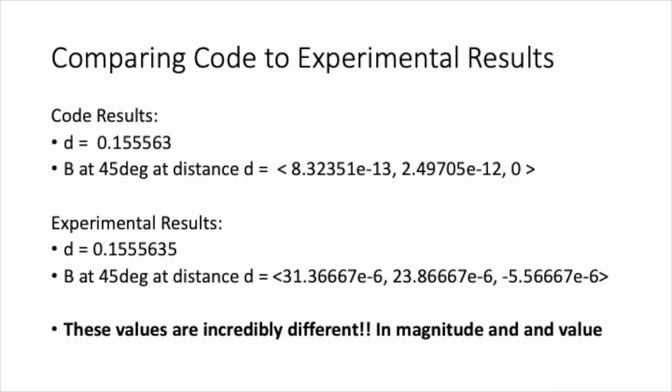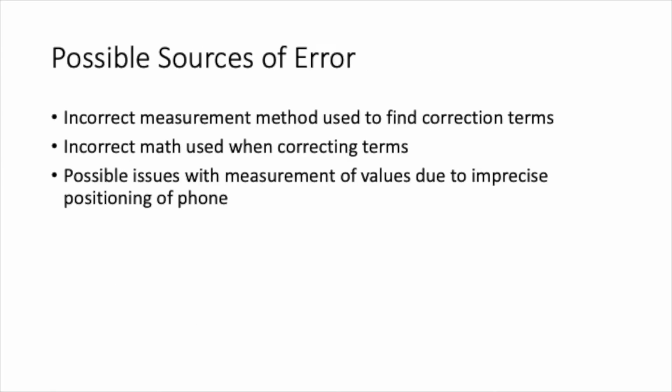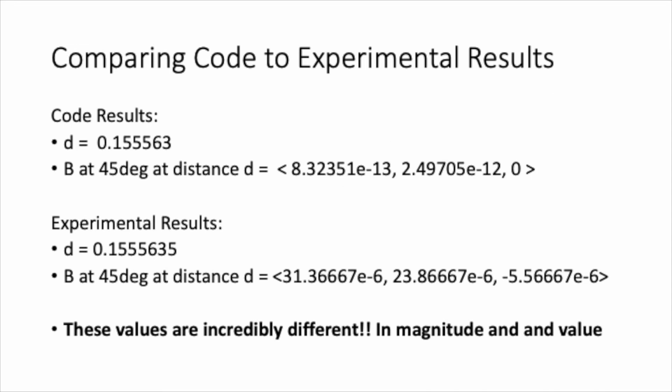The results in the code and the experiment are wildly different. There are over 6 orders of magnitude difference, which is significant. This could be due to several errors, including errors in measurement, mathematical issues in correcting for the Earth's natural y and z components, and possible issues with repeatability of the experiment. I'm not entirely sure why the values are quite so different, but I do think that the program prediction is closer to the true value than the experimental results.